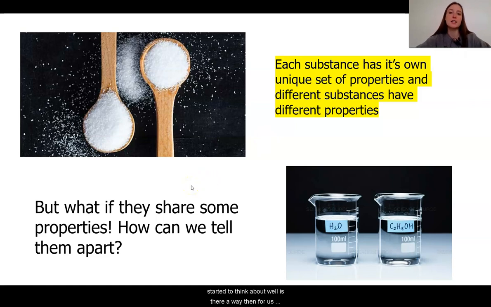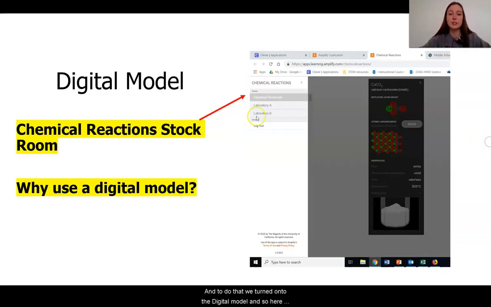And so we started to think about, well, is there a way then for us, without having to run all of these different tests and test all of their properties, to be able to know whether these are the same substance or not. And to do that, we turned to the digital model. And so here would be a great time if you would like to get back on the digital model and see what you can do. Here would be a great time to pause the video and open up that chemical reactions digital model.